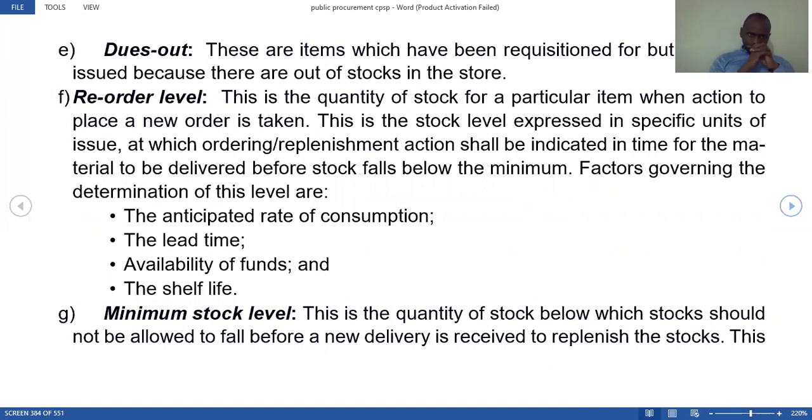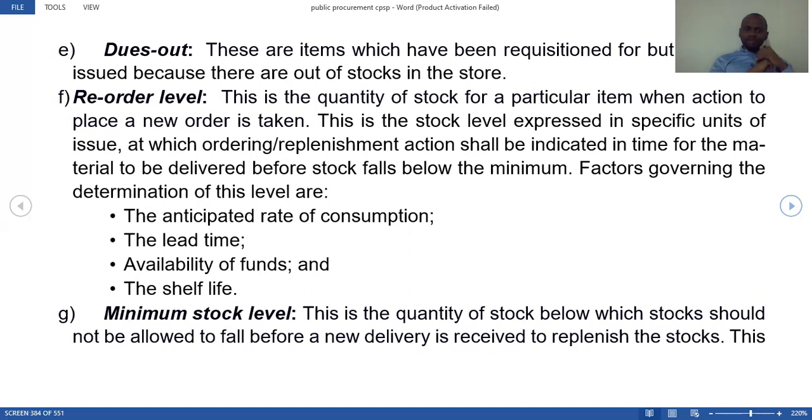Then we have the reorder level. This is the level at which the organization needs to replenish their stock. This level triggers the organization to place a new order for that specific item. And remember, reorder is normally done automatically. Once the reorder quantity is reached, the system will be able to trigger a new order.